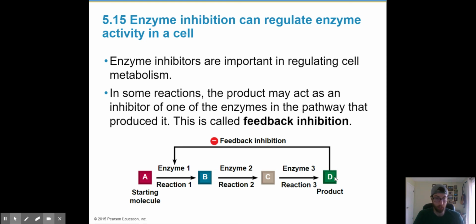And eventually this product is going to be utilized. We're going to need it again. It's no longer going to be blocked. Enzyme 1 is active, enzyme 2 is active, enzyme 3 is active, then blocked.